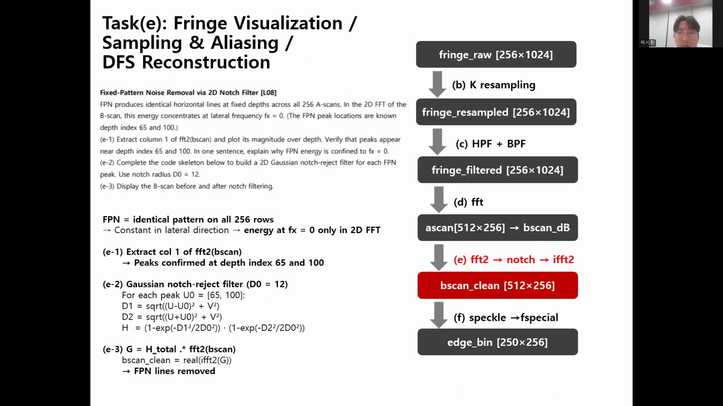Task E. Task E removes the FPN using a 2D Gaussian notch filter, the same principle as the moire removal in lecture 8. Since FPN is constant in the lateral direction, its 2D Fourier energy sits only at fx equals 0. We build a Gaussian notch at depth index 65 and 100 with radius D0 equals 12, and their conjugate positions, multiplying in the frequency domain, then applying IFFT removes the FPN.